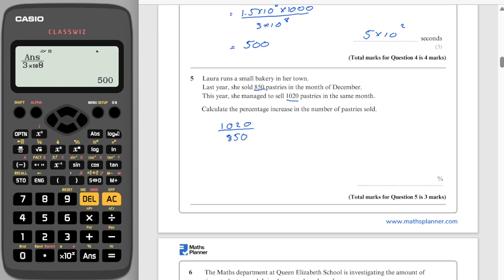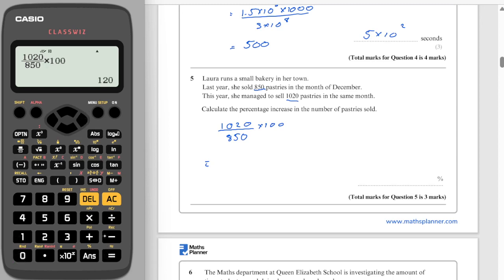So what I've got there is the new figure divided by the old figure times 100, and I'm going to get 100 and something as my answer, and the something will be my percentage increase or percent. So 1020 divided by 850 times 100 gives me 120%, which means that we've got a 20% increase.